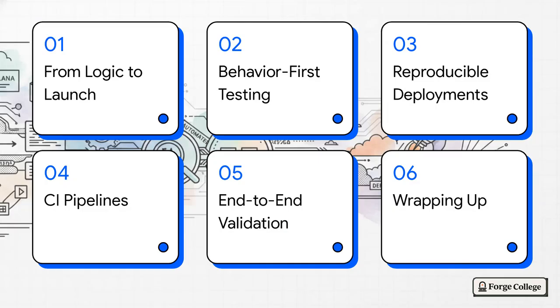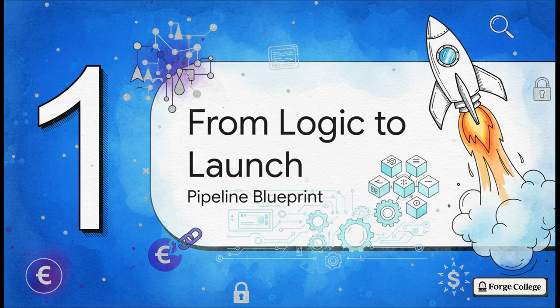We'll be covering: 1. From logic to launch. 2. Automated behavior-first testing. 3. Scripting reproducible deployments. 4. Continuous integration pipelines. 5. End-to-end validation. And 6. Wrapping up.